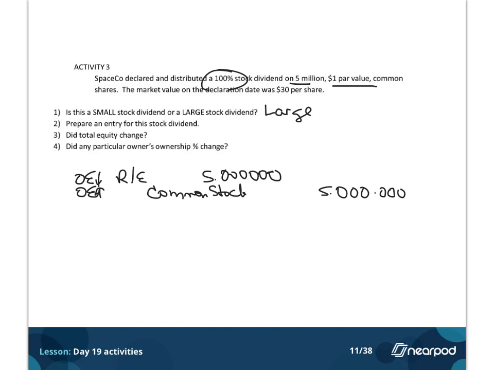Did total equity change? Again, you would look at this entry and say, well, no, owner's equity went down and owner's equity went up. Did anybody's ownership change? The answer here again is no. Their number of shares issued definitely changes. Everyone got double the number of shares that they own. So that definitely impacted the number of shares issued and outstanding, but it did not impact retained earnings or the total owner's equity. All right, so there's stock dividends.